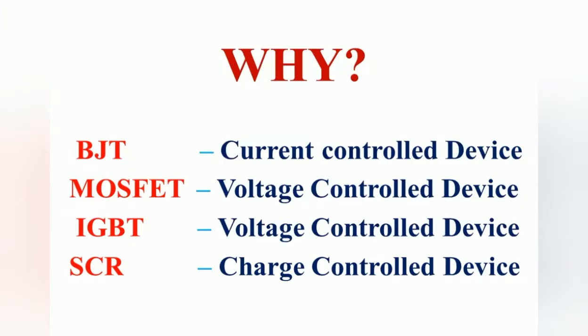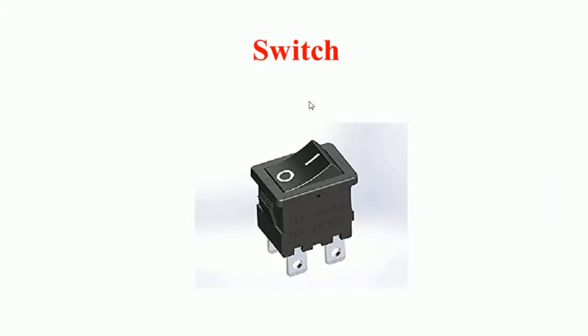Hi everyone, welcome back. In this video we will see why BJT is called a current control device, MOSFET is called a voltage control device, IGBT is called a voltage control device, and SCR is called a charge control device. Normally we use a switch in our home to switch on the light, fan, etc.